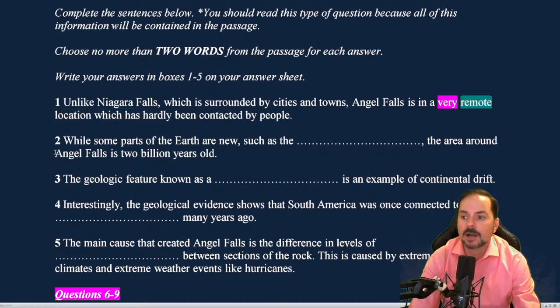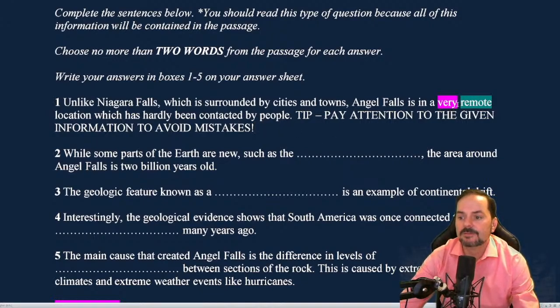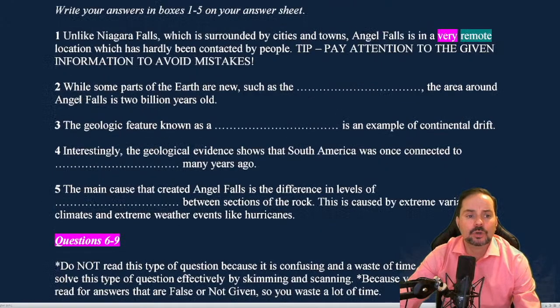The tip here, everyone, is make sure you pay attention to the given information. Pay attention to avoid mistakes. If you put incredibly remote because you're just really paying attention to the passage, you'll get it wrong, because very is a synonym for incredibly. So you would never write very incredibly remote. It's awkward and bad English. Exactly, lazy Jern.